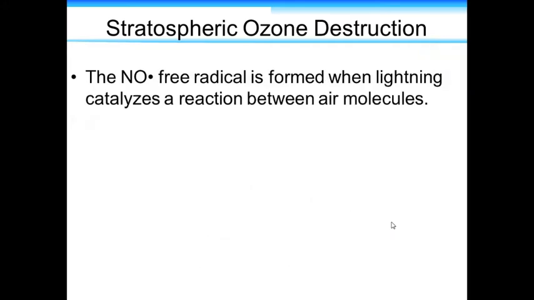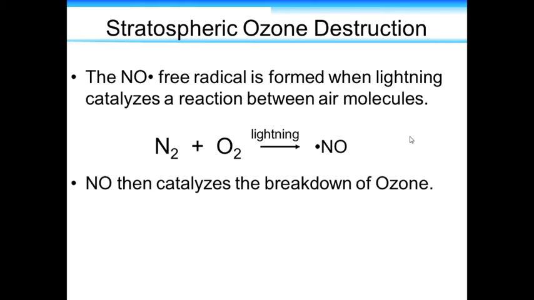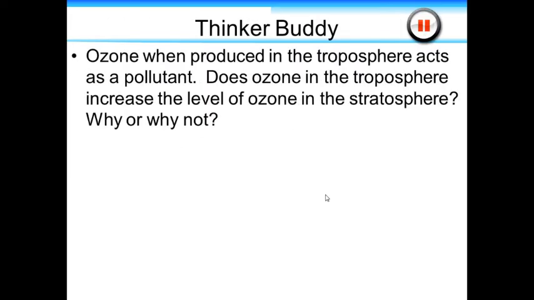The other main natural cause of ozone destruction is nitrogen monoxide radicals, and those form when lightning strikes air. And then these radicals can also cause a breakdown of ozone. So a thinker buddy question. Ozone in the troposphere acts as a pollutant. But does ozone in the troposphere increase the level of ozone in the stratosphere? Why or why not?